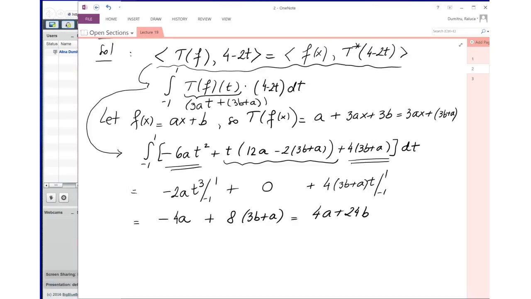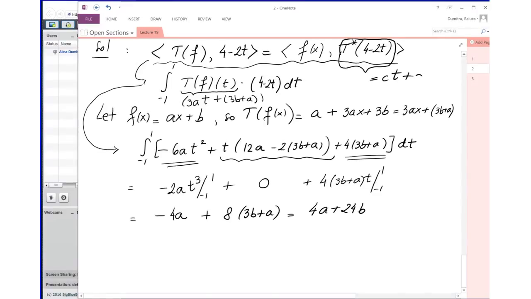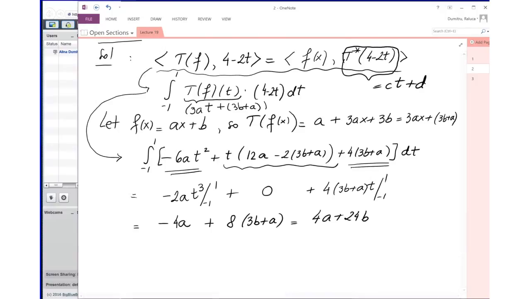So now what do you do? That was the left side, right? To get the right side to look like that, but how? Because it's through integration. One way would be to just say, okay, so this is what I need to find. But t star goes from p1 to p1, so t star of 4 minus 2t is also some first degree polynomial like ct plus d. I need to figure out what c and d are.